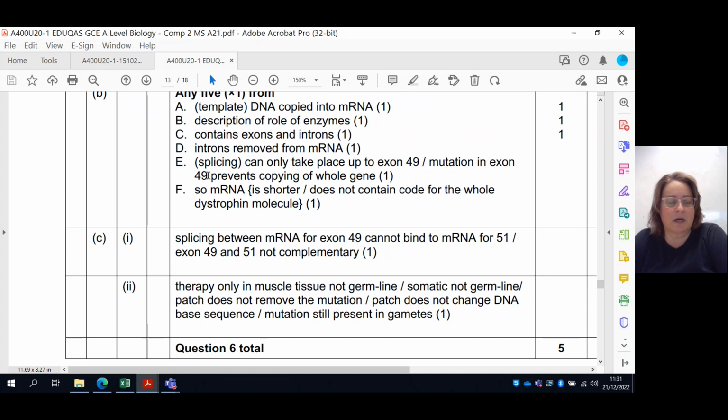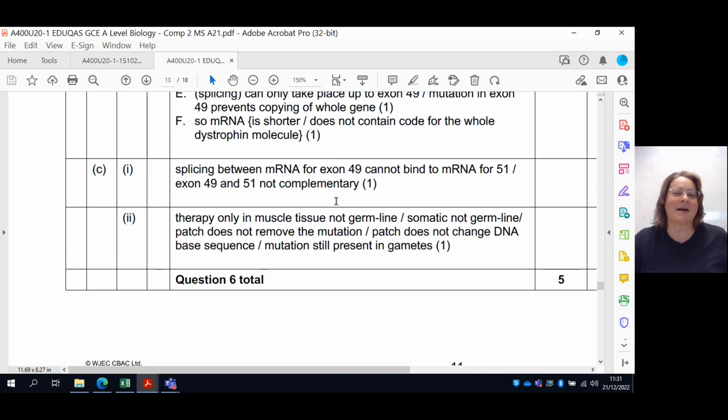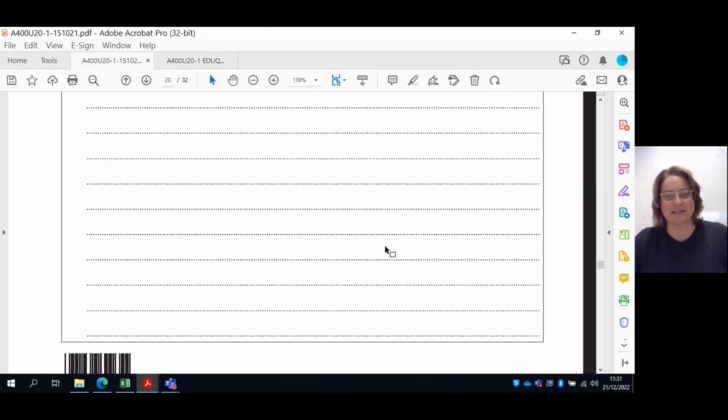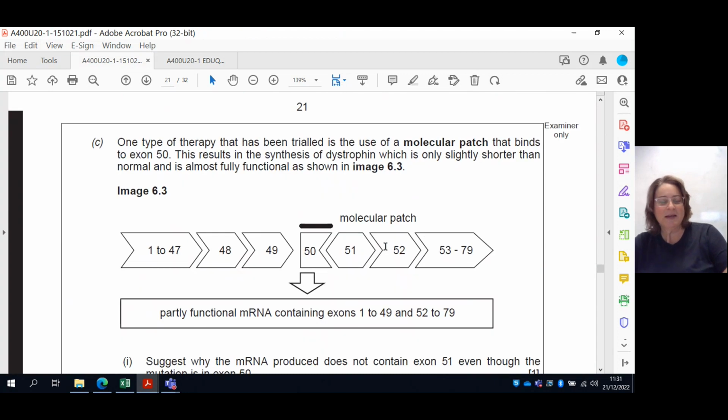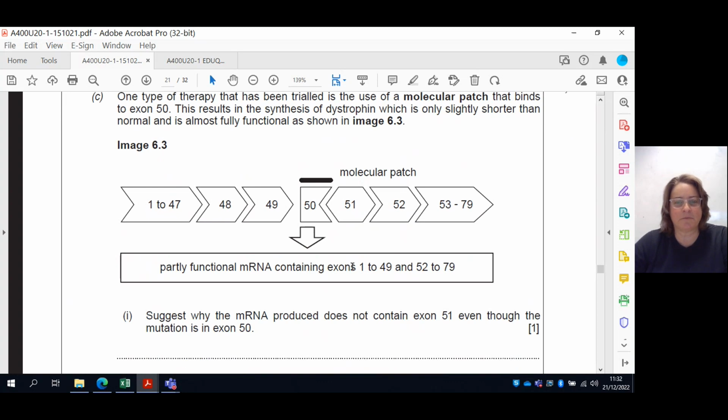So if we're stopping at exon 49, then we're just getting a messenger RNA that is ending at 49 and therefore shorter, therefore not the whole of the dystrophin molecule will be coded for. And here are the ones that I was mentally already at, the exciting parts. So the molecular patch, well, let's just not read it. It binds to exon 50 and therefore we'll get a shorter than normal messenger RNA. We're getting 1 to 49.